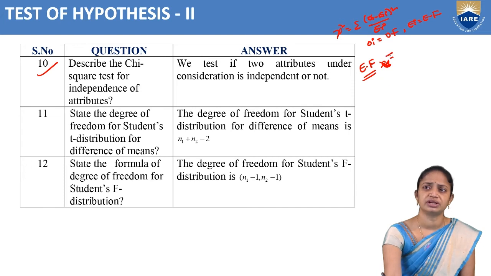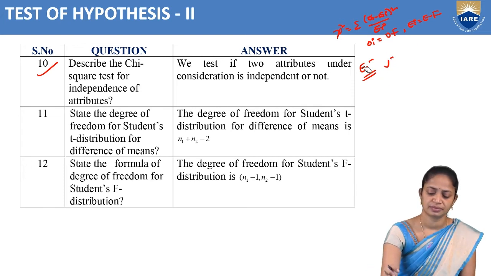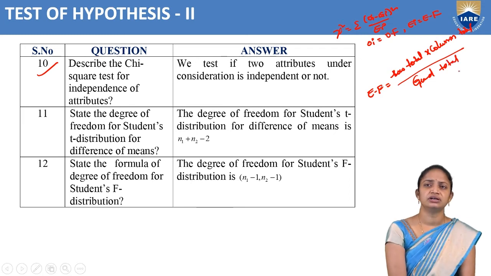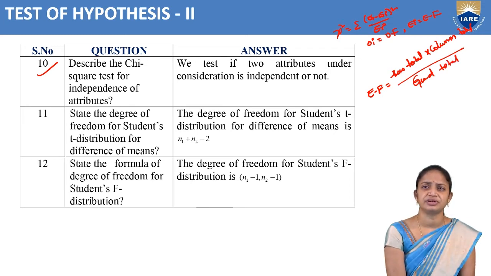So here I write: the expected frequency equals row total into column total divided by grand total. This is the formula to find the expected frequencies in the chi-square test for independence of attributes.